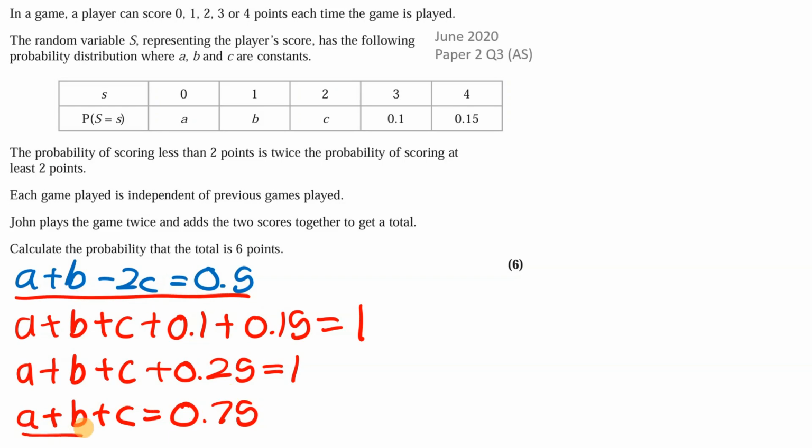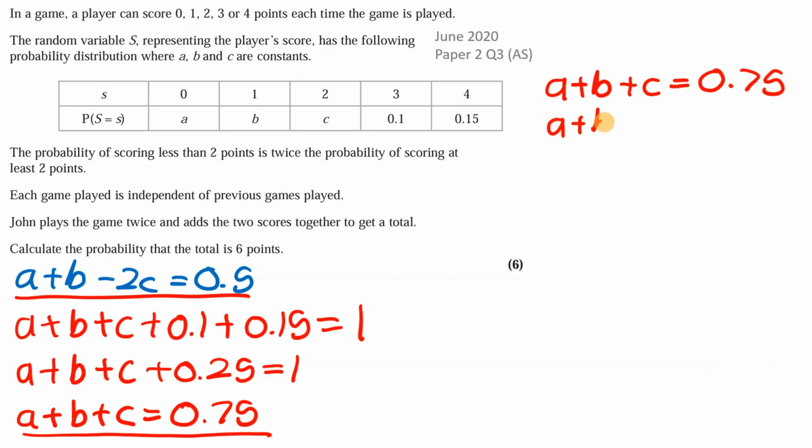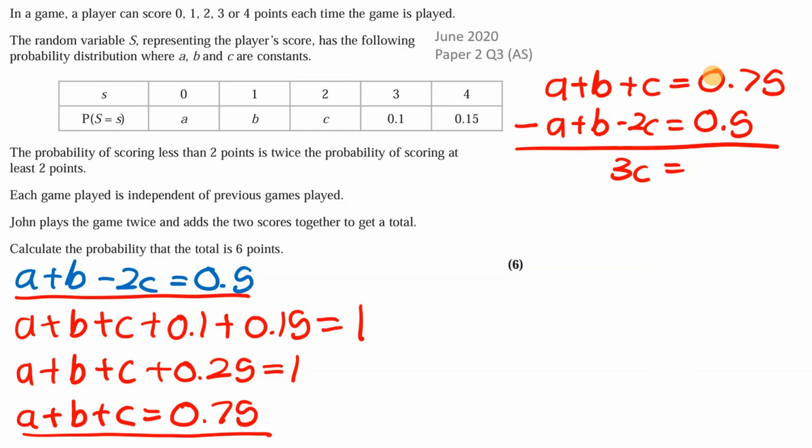And here we have a pair of simultaneous equations. We have A plus B plus C is equal to 0.75, and A plus B minus 2C is equal to 0.5, and we can minus this one from this one, so therefore this A and this B and this A and this B will cancel out, and then C minus minus 2C is 3C, and then 0.75 minus 0.5 is 0.25.